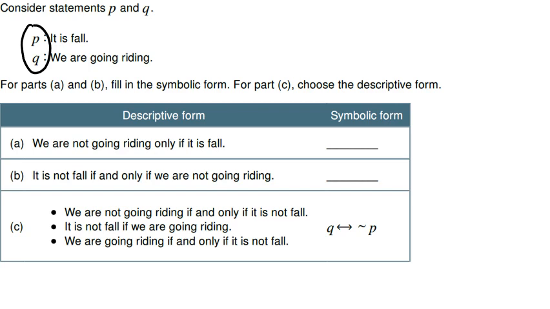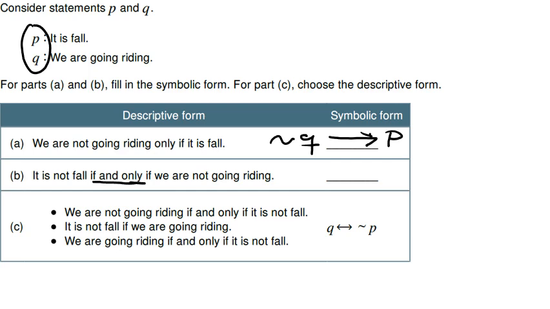All right, so we are not going riding only if it is fall. So what we're saying is that if we're not going riding, it has to be fall, right? So it's an if-then statement.